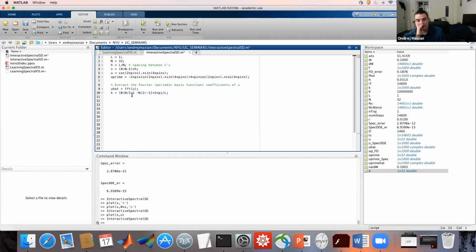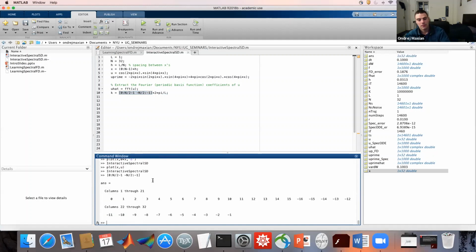But MATLAB orders the wave numbers funny. When you take the FFT, the first thing you get is the zero wave number. So the first element in your array is the zero wave number. And then you count up until you get to n over 2 minus 1. And then you start again at minus n over 2 and you go to negative 1. So this is just an array. If I actually print this out, you see that it goes 0, 1, 2, 3, 4, 5, 6, all the way up to 15, and then it goes to negative 16 all the way back to negative 1. So that's all it is. And then I multiply those integers by 2 pi over L.